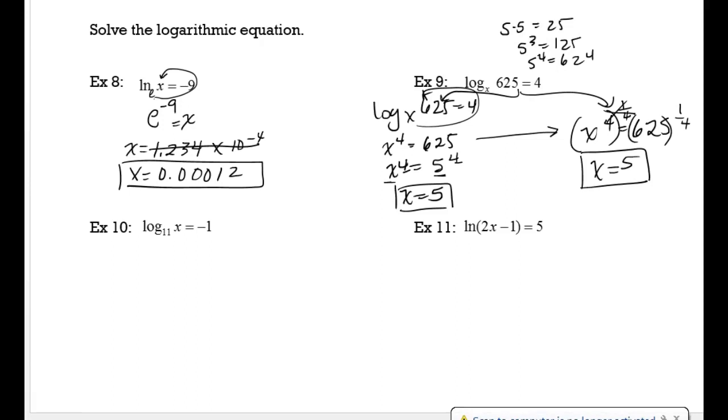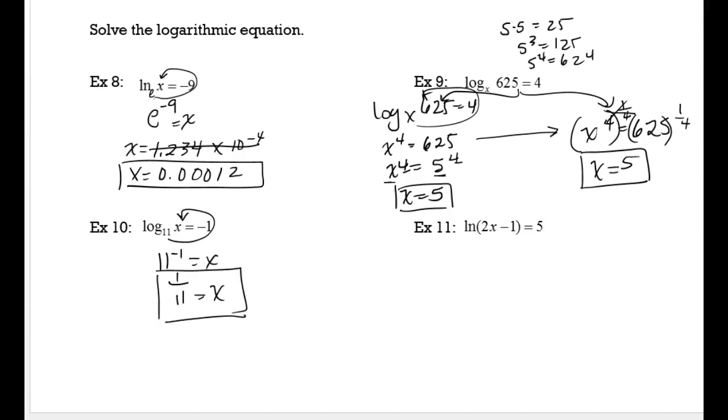So number 10, I need to get the logarithm solved. To do that, I need to get it out of logarithmic form into exponential. So I'm going to swirl it. 11 to the negative 1 is equal to x. That is 1 over 11, and you can leave your answer like this. I'm perfectly content with that. Or if you want to make it a decimal, that's fine. Round it to 3 places.